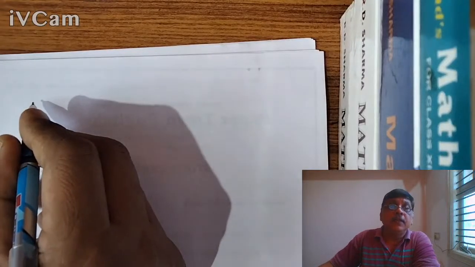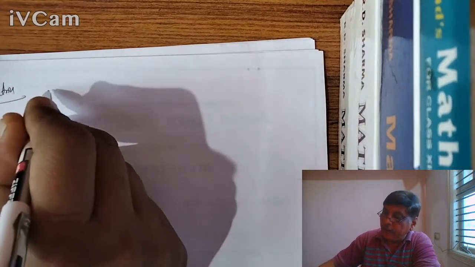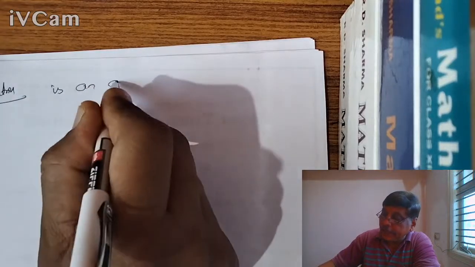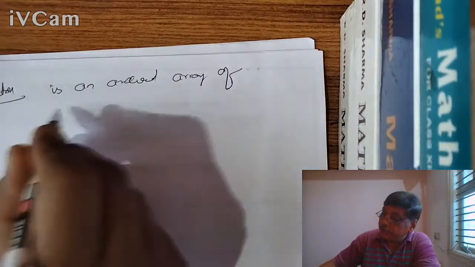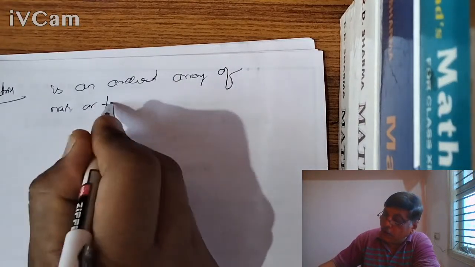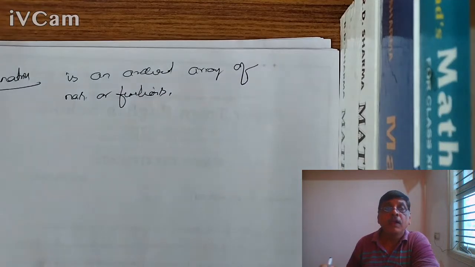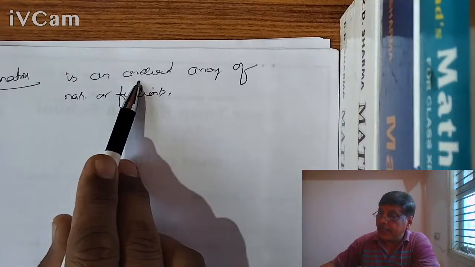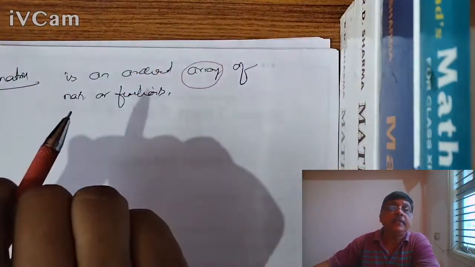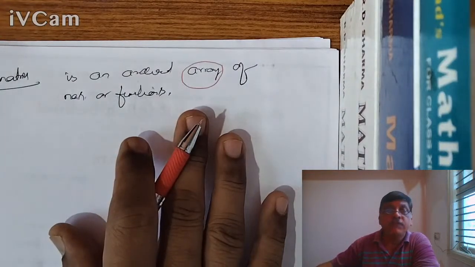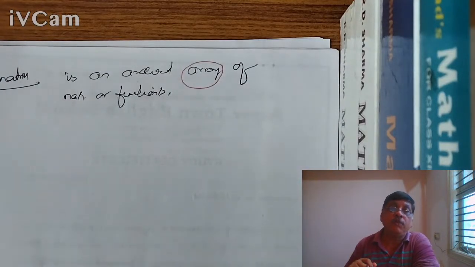So here we define matrix. Definition of matrix: Matrix is an ordered array of numbers or functions. Here array means arrangement. So matrix is an arrangement of numbers or functions in rows and columns. So this is the definition of matrix.